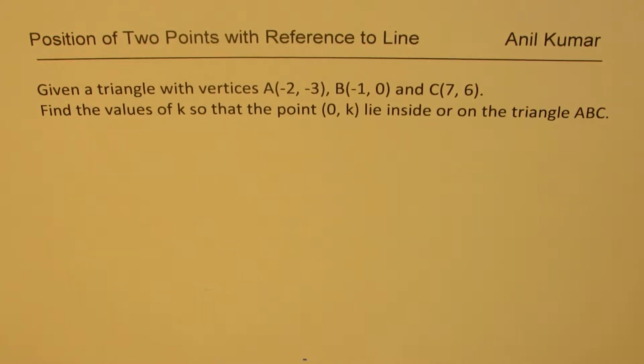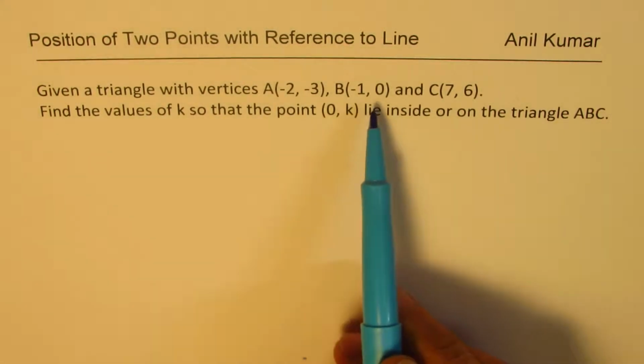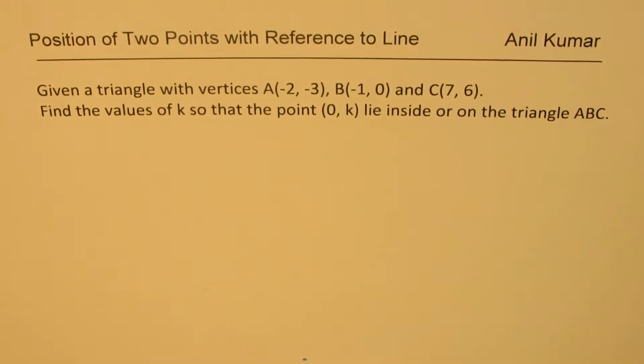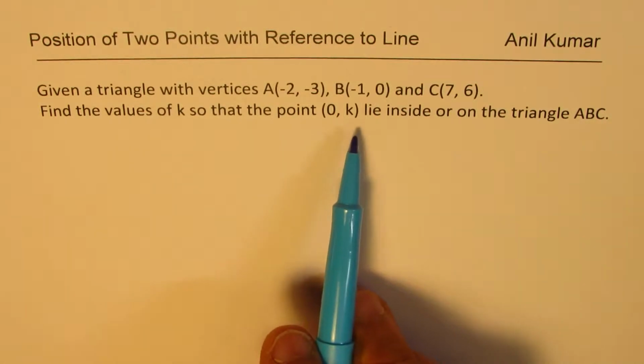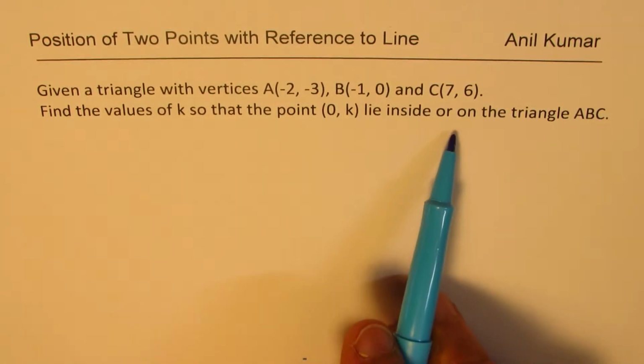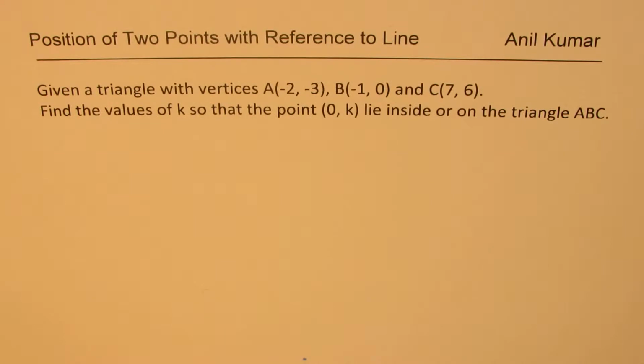The question here is, given a triangle with vertices A(-2, -3), B(-1, 0) and C(7, 6), find the value of K so that the point (0, K) lies inside or on the triangle ABC. You can always pause the video, answer the question, and then look into my suggestions.